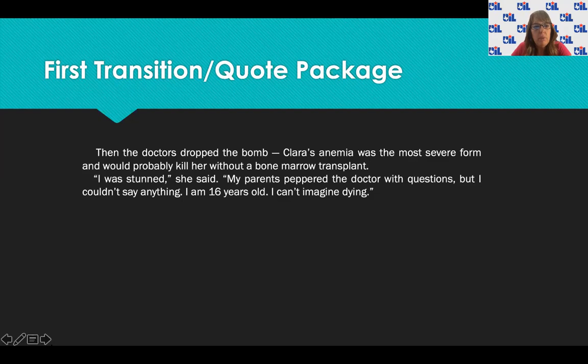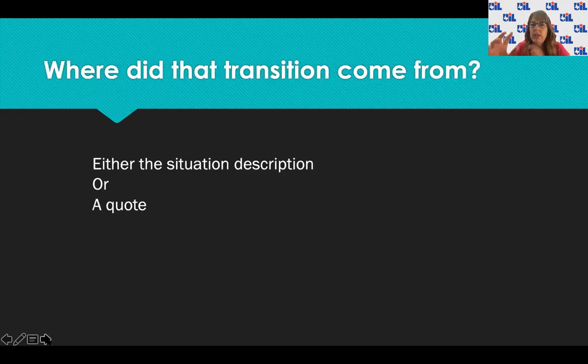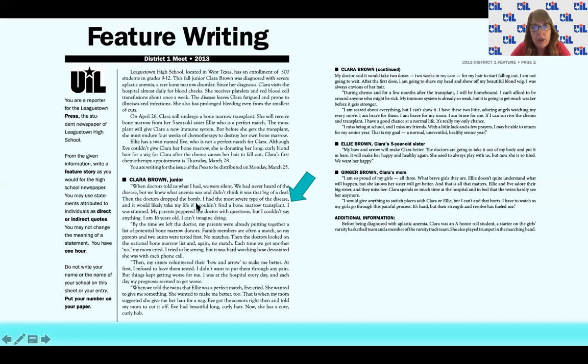So where did we get that transition? A transition is going to come from two different places. It's either going to come from the situation description at the very beginning of the story, or it's going to come from a direct quote. And then we have to take that and turn it into our own words. So for that transition, we got it right in here, within the direct quotes: "The doctors dropped the bomb. I had the most severe type, and it would likely take my life if I couldn't find a bone marrow transplant." So it came directly from the quotes.